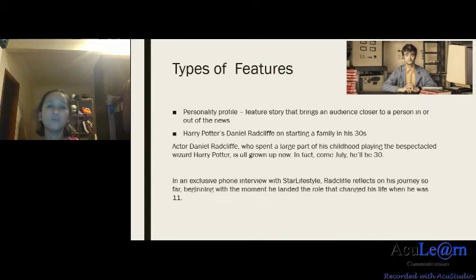So the first one would be personality profile. And we can see in the picture right here, this is Daniel Radcliffe from Harry Potter. Okay, a personality profile would be a feature story that brings an audience closer to a person in or out of the news. Okay, so for example, what will the headline be? The headline would be the topic of the story.